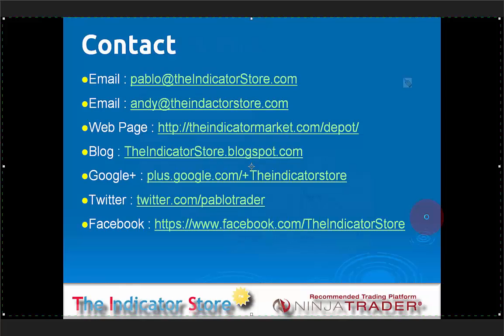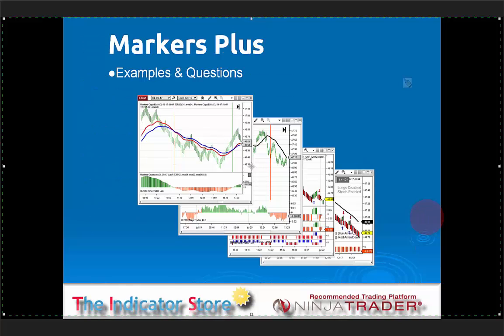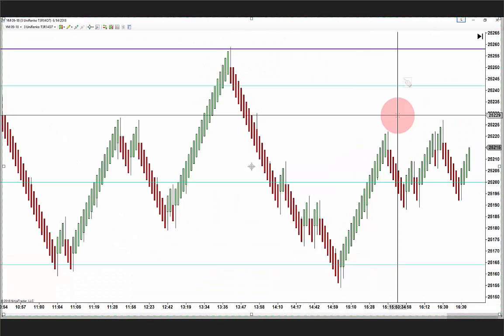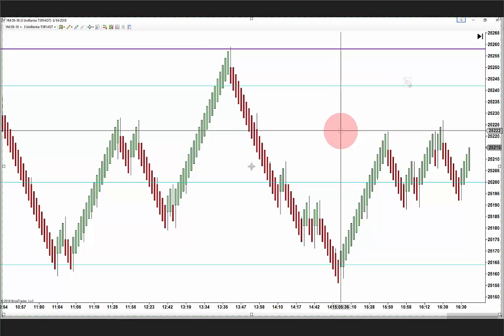All right, let's look at some examples. Let's build a system. You want to? Let's do it. First, we'll just show our disclosure real quick. And let's build a system. All right, so here we go, guys. What you are looking at here is an E-mini Dow chart, just a blank chart.